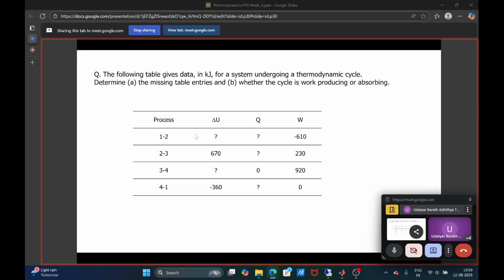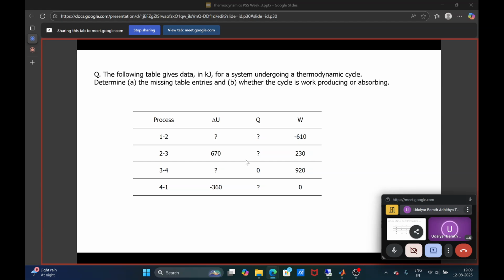I think two more problems. So the following table gives data in kilojoule for a system undergoing a thermodynamic cycle. Determine the missing table entries and whether the cycle is work producing or absorbing. So these are the four processes through which a thermodynamic cycle is going through. So we need to find out the missing entries.